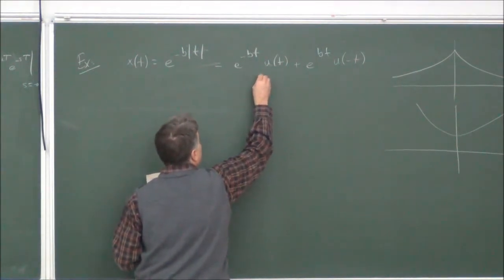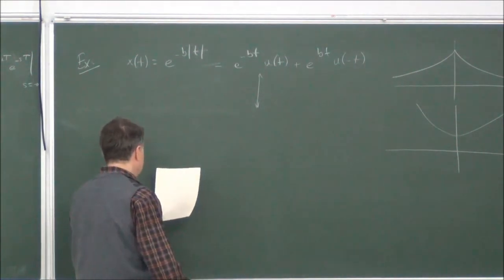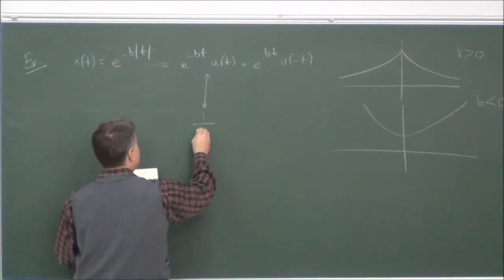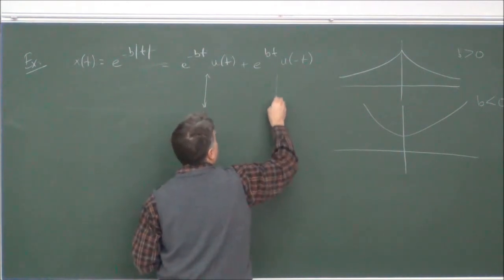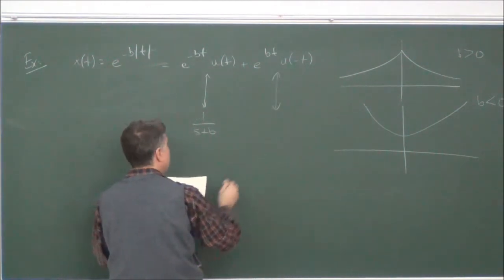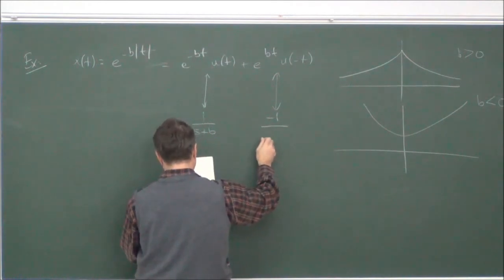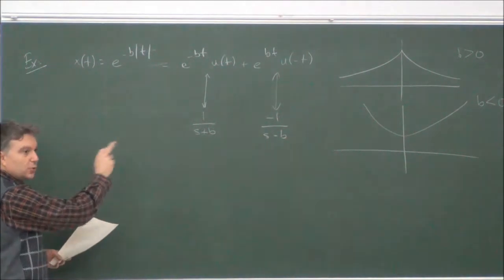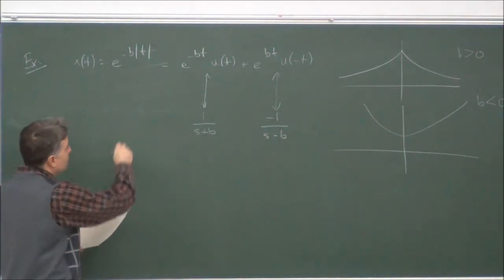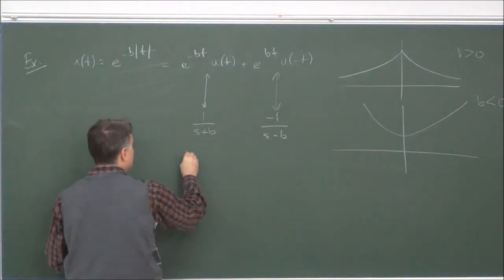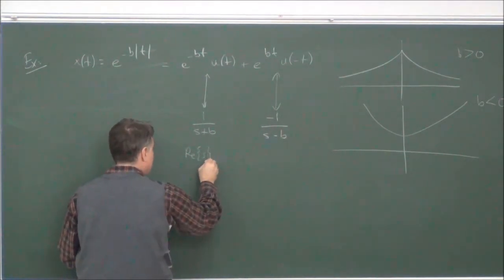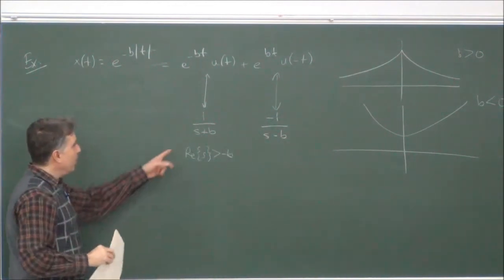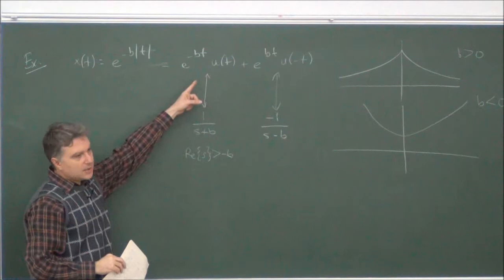This part, e to the minus bt u of t, seems to have a Laplace transform of 1 over s plus b. And this part will have a Laplace transform of minus 1 over s minus b. And the regions of convergence of the two are different. The first one has a region of convergence like this. Real part of s, or sigma, is greater than minus b. Why? Because there is a pole at minus b and it is right-hand sided.